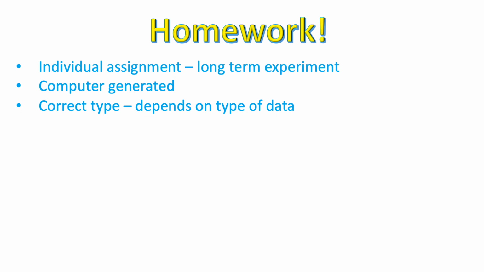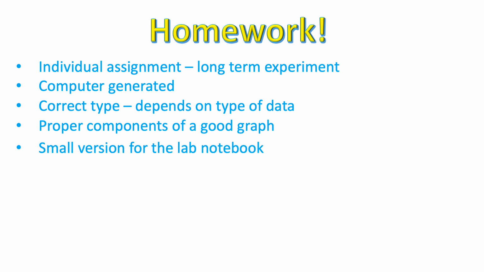Make sure you have the correct type of graph. This is greatly going to depend on the type of data you have, but make sure you use the correct graph. If you need more help, go back through this video, or you can also look at chapter 9 in your book. It starts on page 75, and it will be super helpful for you guys to figure out which type of graph you need to use. Make sure you have all the proper components of a good graph. We went through all of those in this video, so make sure you have all of those. I will take off points for each one that you don't have.